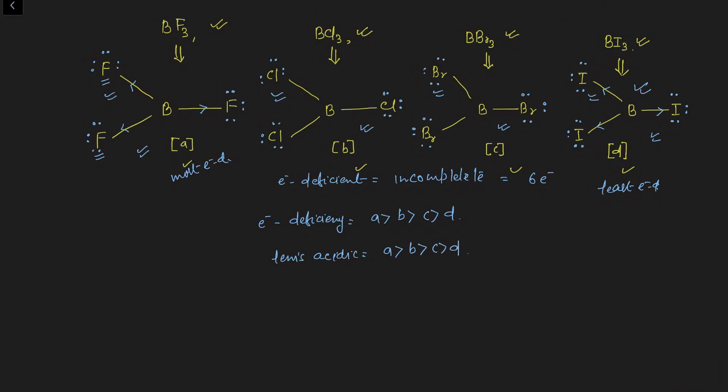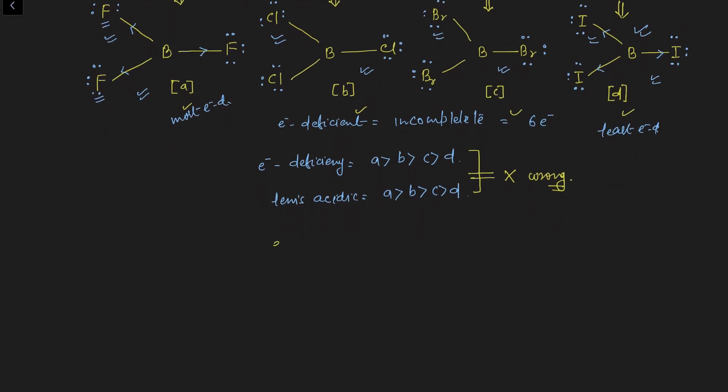But for your information, these orders are not correct. These are the wrong orders. Now again the question is, what is the actual order? The actual order of electron deficiency of boron halides is something you should search for, to find out what the correct order is.